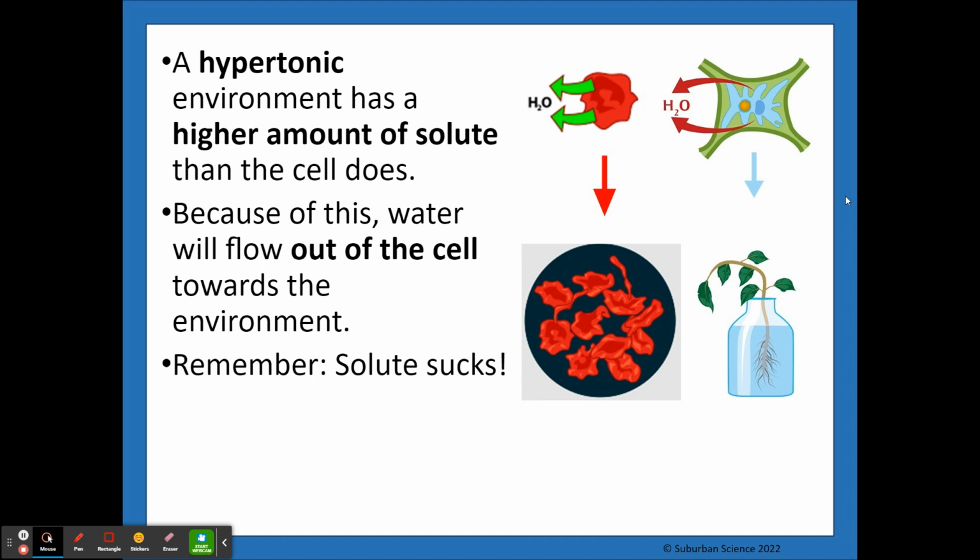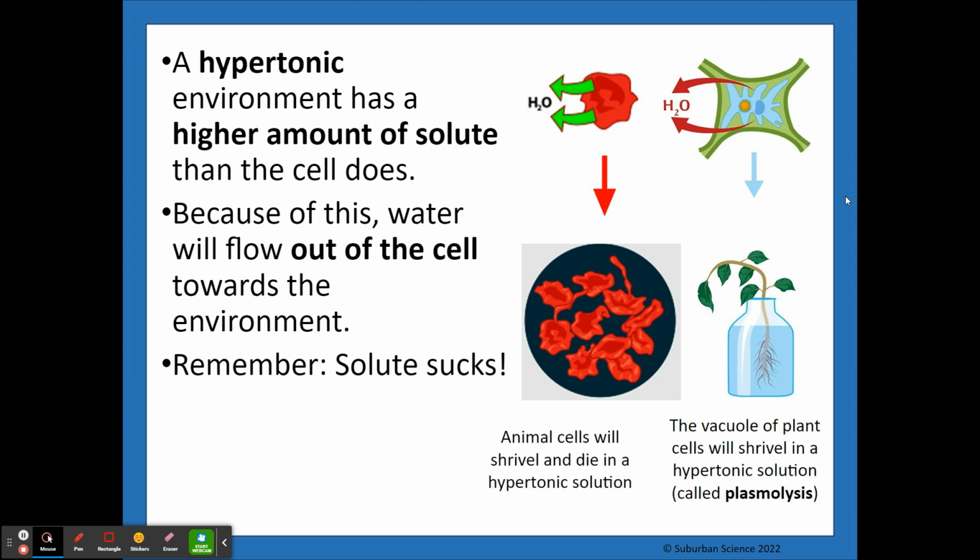So again, a hypertonic environment has a higher amount of solute in its surroundings compared to inside of the cell itself. Remember those things to help you out with that. Now, whenever we have an animal or plant cell that's in a hypertonic solution, animal cells will often shrivel up and die in a hypertonic solution. It's kind of the same thing within plant cells. They'll shrivel up and go through this whole concept called plasmolysis.